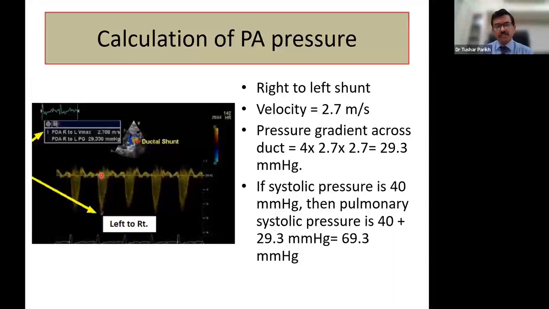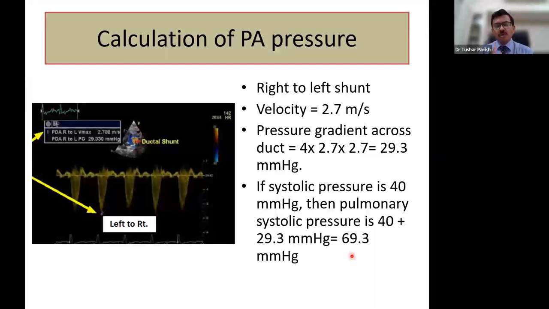This is the measure. The highest velocity you calculate always. And that velocity is coming 2.7 meter per second. The pressure gradient is 29.3, and therefore if the systolic blood pressure is 40, then the pulmonary systolic pressure is 40 plus 29.3, that is 69.3 millimeters mercury. The right ventricular or main pulmonary artery peak systolic pressure is 69. So I hope this is clear.